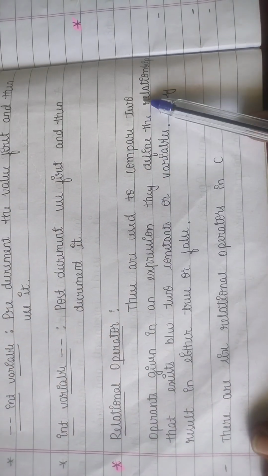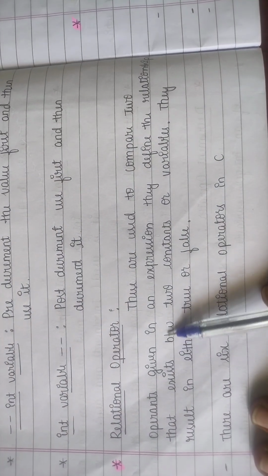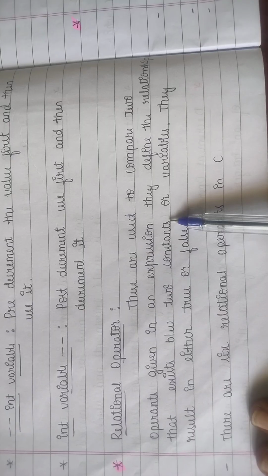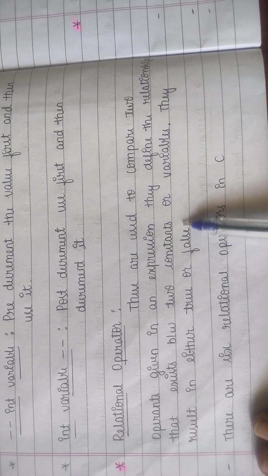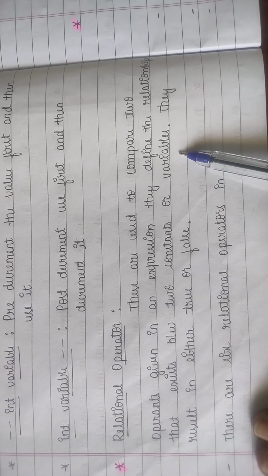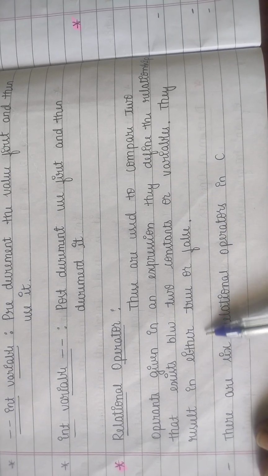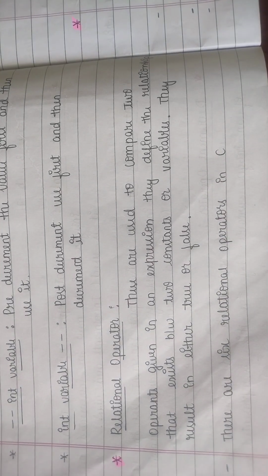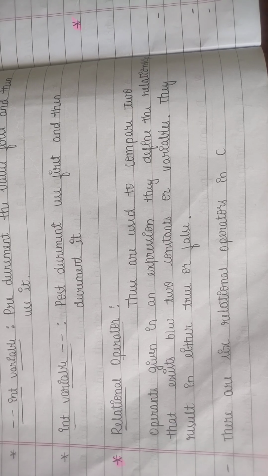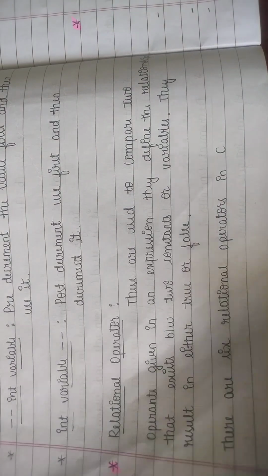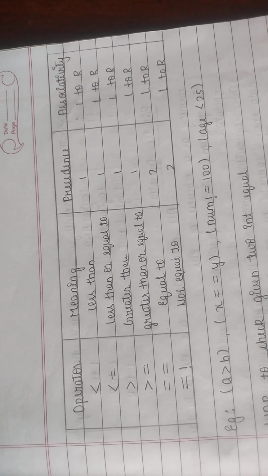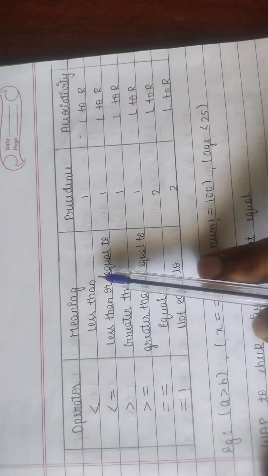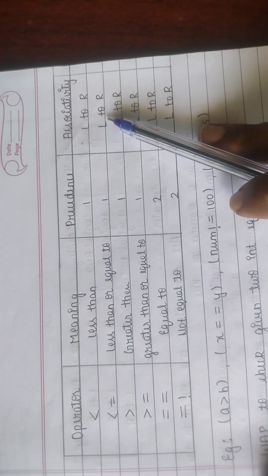These are used to compare two operands given in an expression. They define the relationship that exists between two constants or variables. They result in either true or false. Yes, the relational operators can result in true or false, right? There are 6 relational operators in C. Yes, that is the operator, the meaning, precedence and associativity.